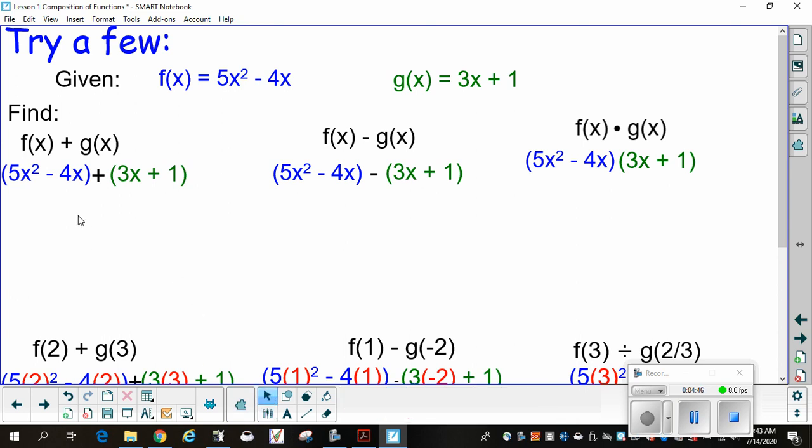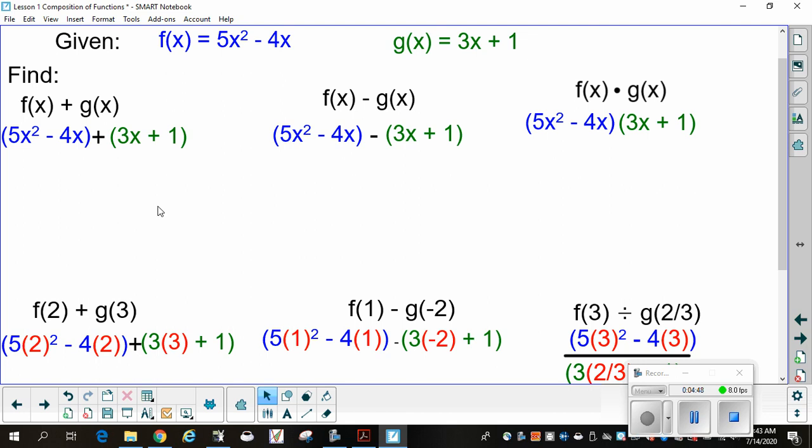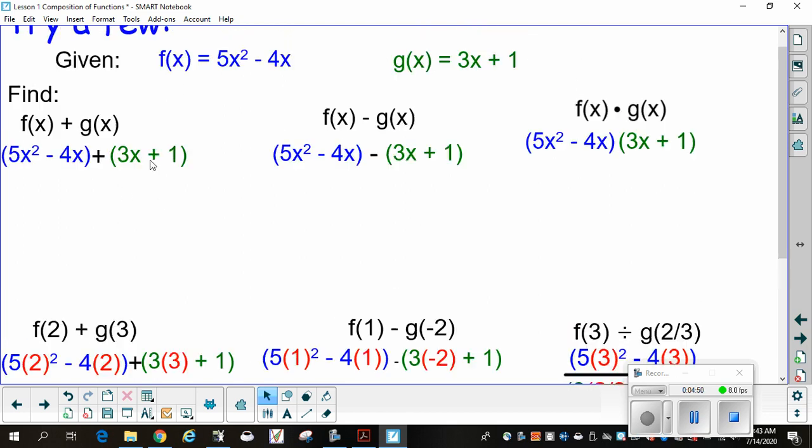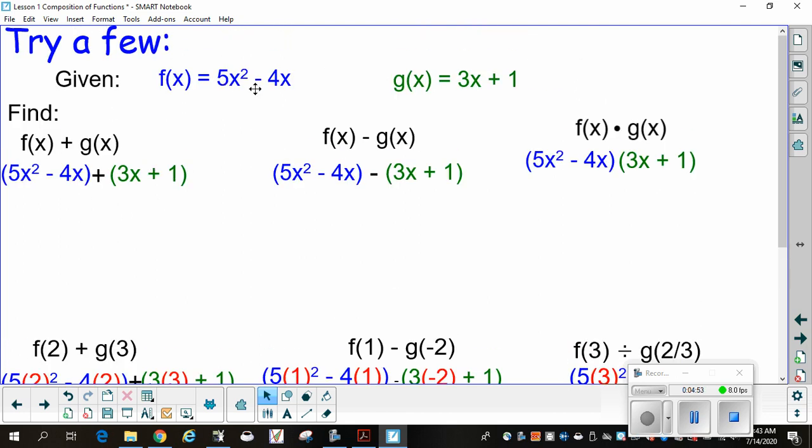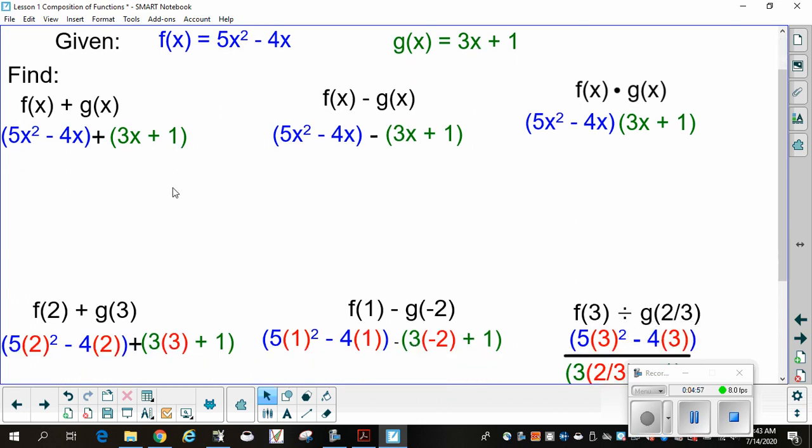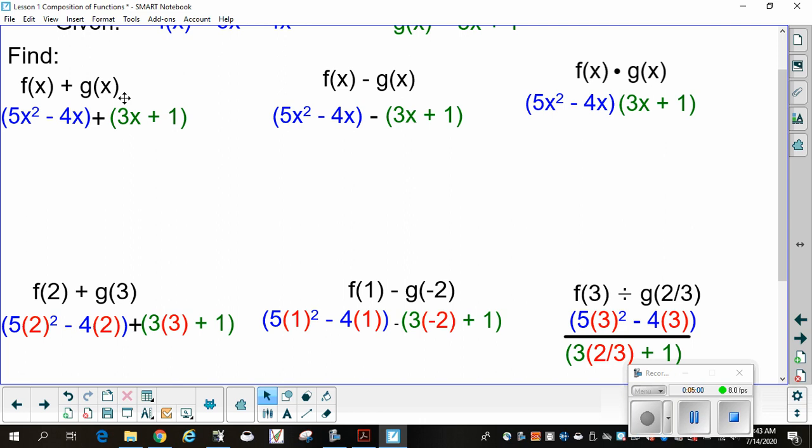So what I would like for you to do is take a look at these problems here, okay? Given f of x is equal to 5x squared minus 4x and g of x is 3x plus 1, I'd like you to find f of x plus g of x, f of x minus g of x, f of x times g of x, f of 2 plus g of 3, f of 1 minus g of negative 2, and f of 3 divided by g of 2/3. Go ahead and pause the video here for a moment and try answering these.